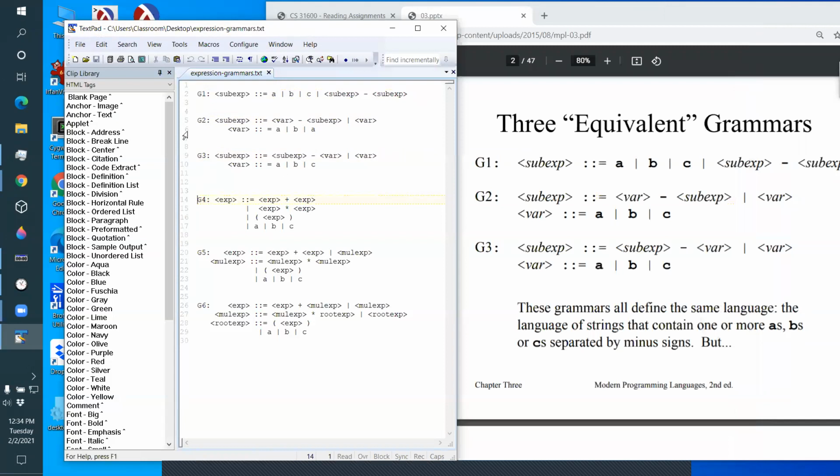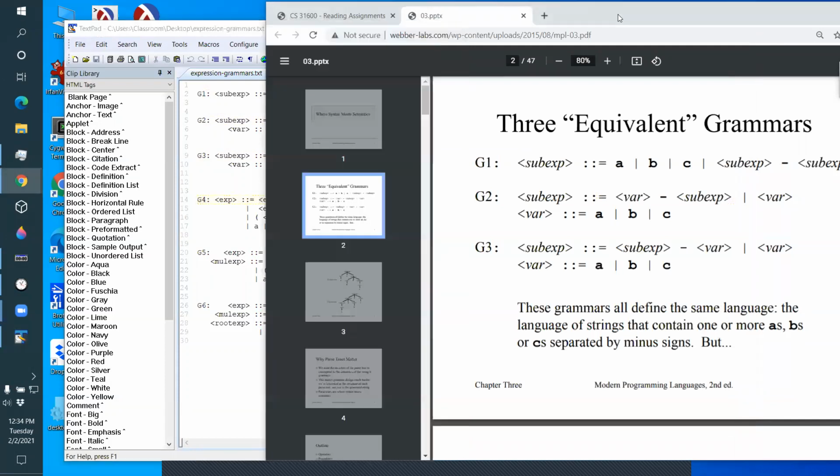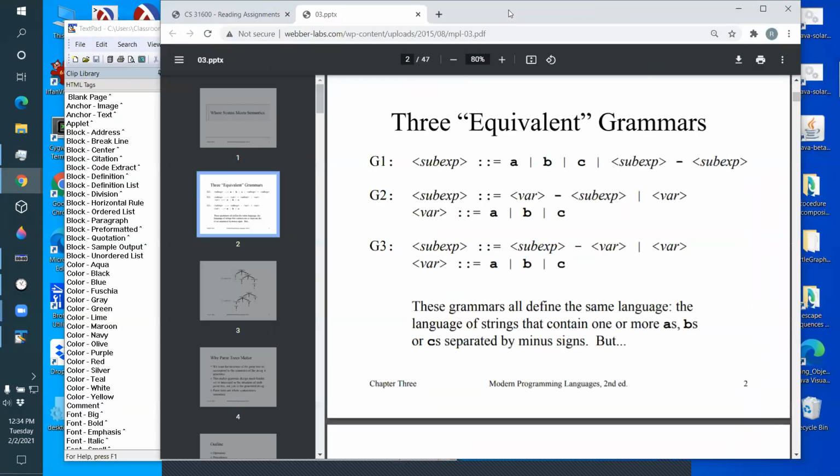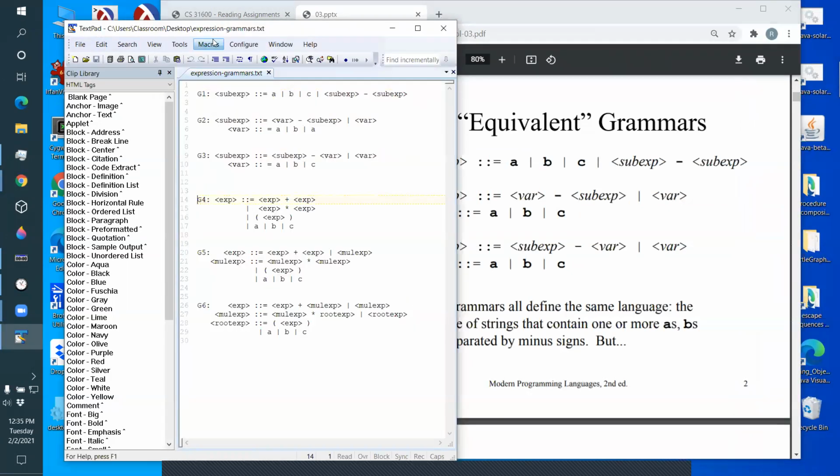So we want to start to understand this. This is a sequence of grammars that are trying to solve a problem. The problem is how you describe arithmetic. So what do we mean by arithmetic?